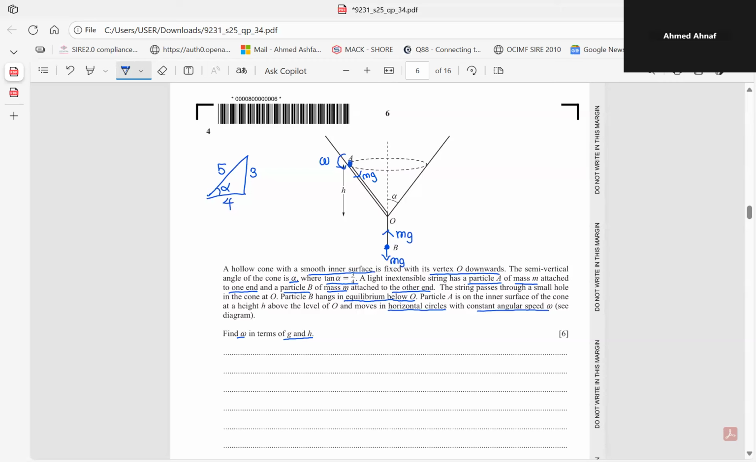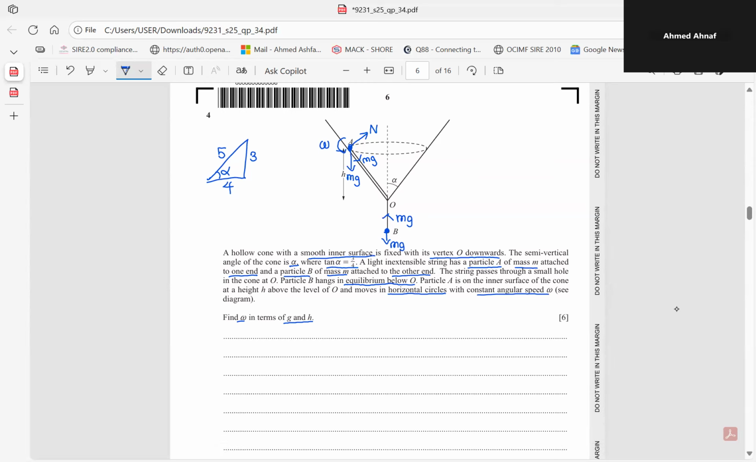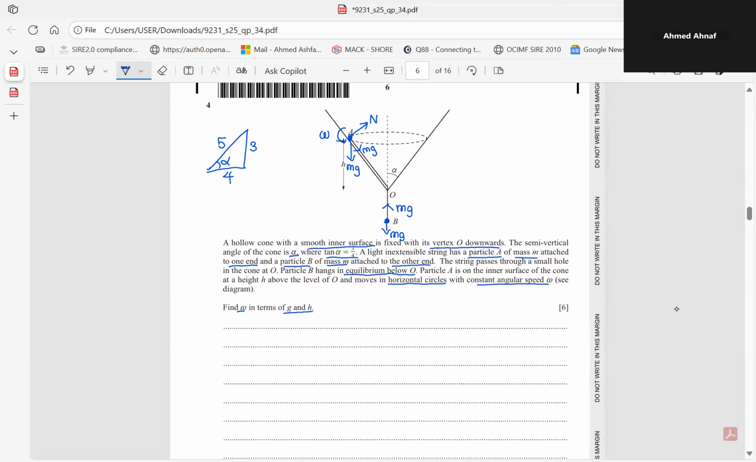Yeah. And then we also have the weight of A, which is mg, and we also have the normal contact force, which is perpendicular to the surface of the cone. So this is going to be N. Okay, what else? There's no friction because it says it's a smooth inner surface. These are all the forces.